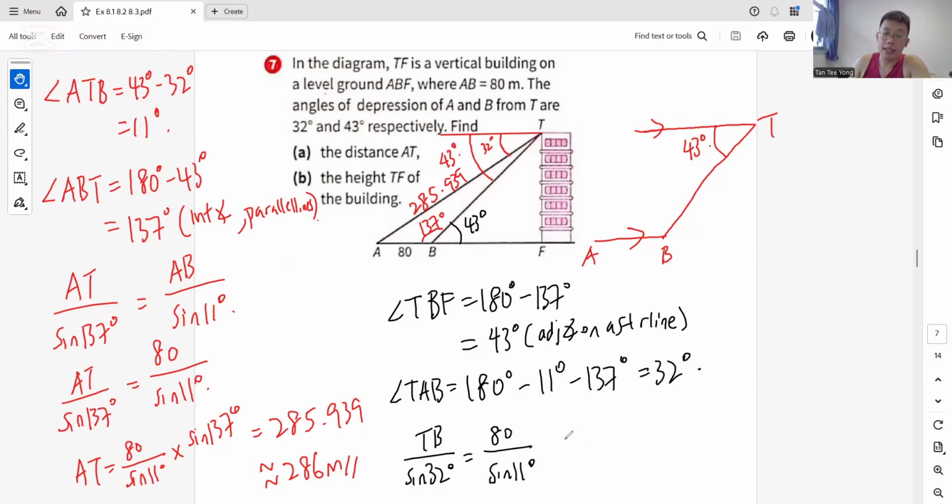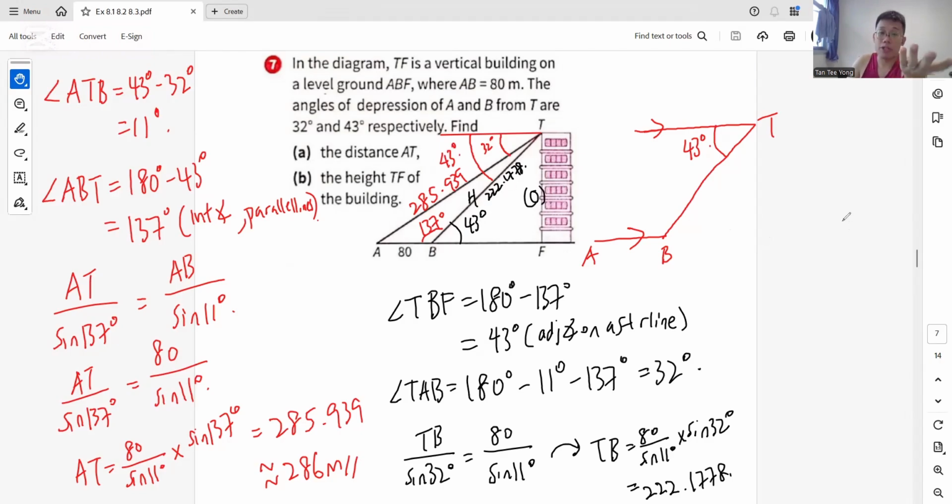Fast forward. TB equals 80 over sine 11 degrees times sine 32 degrees, and that will give us 222.1778. So TB here is 222.1778. Now we can find TF using SOH CAH TOA. The reference angle is 43 degrees, so this is opposite, this is hypotenuse. So I'm just going to use sine.